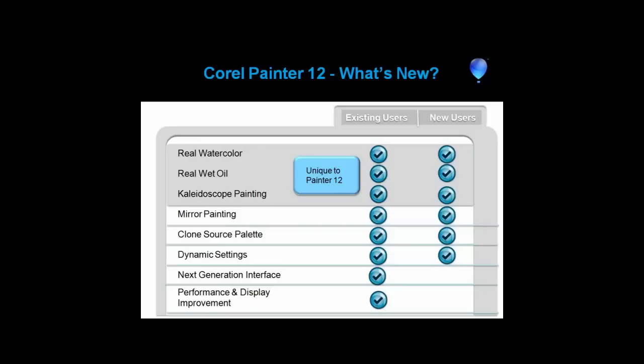Our progressive new tools include one that is unique to Painter on the market, the Kaleidoscope painting. Android's going to show that off for you, and he does the best job of anyone I've ever seen with this Kaleidoscope tool. I'm not going to say anything more because his demo will absolutely blow you away. Then we've also got the time-saving mirror tool. So you paint on one side of the canvas and it mirrors on the other, saving you half the time.